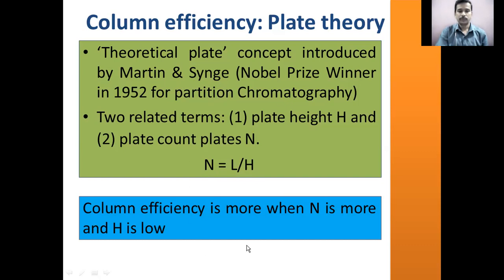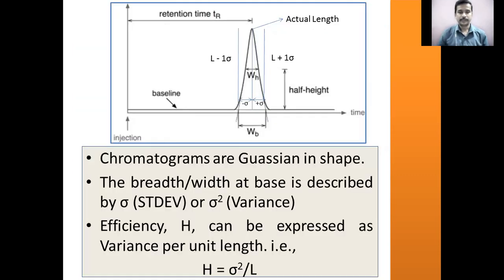So column efficiency will be more when the number of theoretical plates is more. If the column has to be a more efficient column, the n value should be more or the h value should be less. If more theoretical plates are present for an individual band, then the column efficiency will be more. If the h value is less, then the column efficiency will be more. If the h value is more, column efficiency will be less, and in turn the n value will be less. So this is proposed by Martin and Synge.